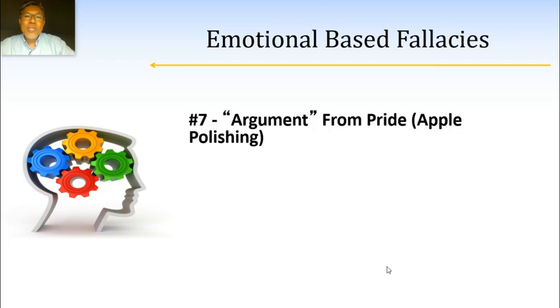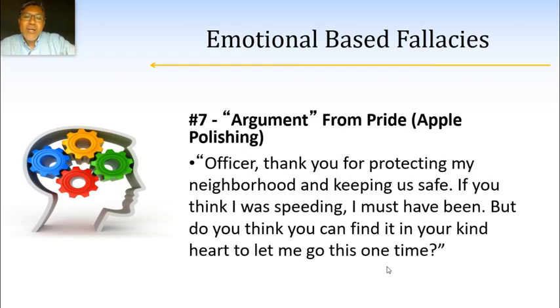Number 7, argument from pride, also known as apple polishing. In this case, you want to appeal to their ego. You want to appeal to their sense of pride. So you want to be complimentary. You want them to feel good about themselves. And again, when you do that, you get this bond between the two of you, between you and your audience. And then once you get that bond, emotional connection, it might be easier to move them to believe the same claim you believe. So, for example, officer, thank you for protecting my neighborhood and keeping us safe.